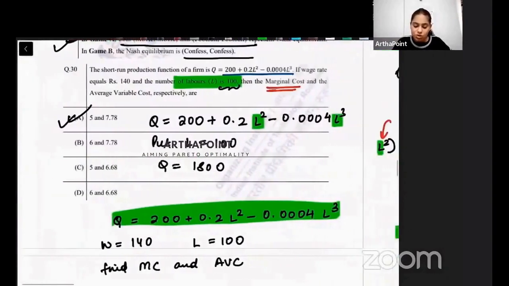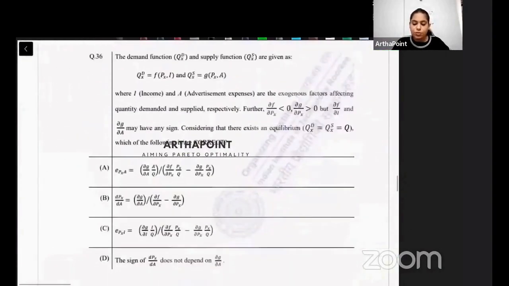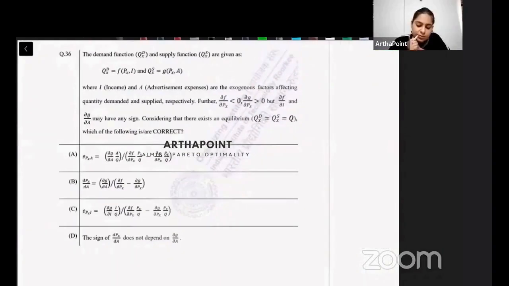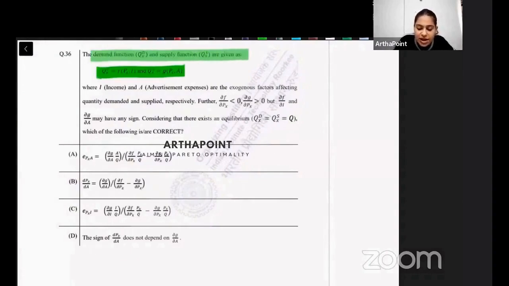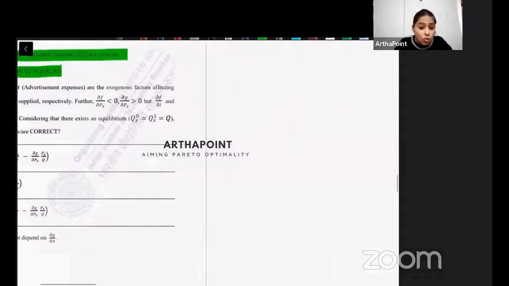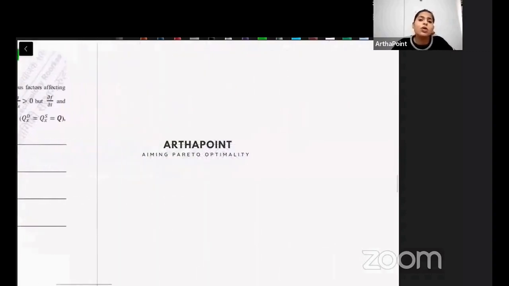Okay. So now what we will do is, this is the question on again elasticity. So it's very interesting that they give so much importance to elasticity. But this uses the concept of differentiation. So let's just do that. It says that the demand and supply functions are given to you. And we know that whenever we talk about equilibrium, demand and supply must be equal.